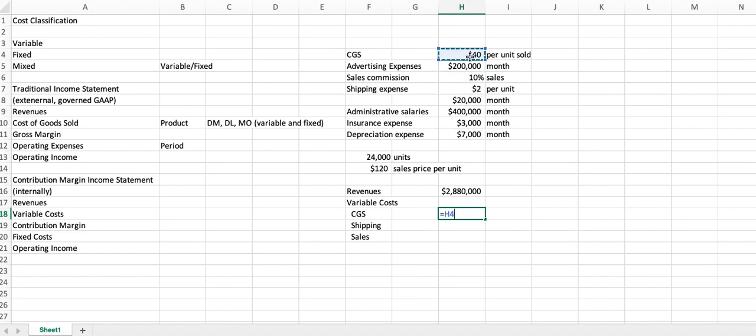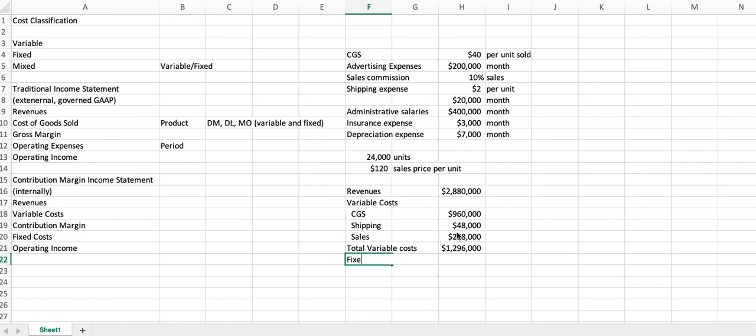And my cost of goods sold is $40 per unit sold, and my shipping is $2 per unit sold, and my sales is 10%. My sales commission is 10% of my sales. So then I would have my total variable cost. And you can type a formula in here, or however you choose to use Excel.